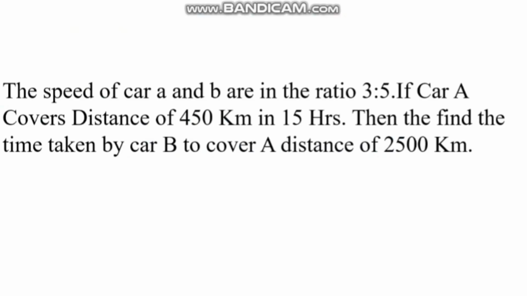The speeds of car A and car B are in the ratio 3:5. If car A covers a distance of 450 km in 15 hours, then find the time taken by car B to cover a distance of 25 km.